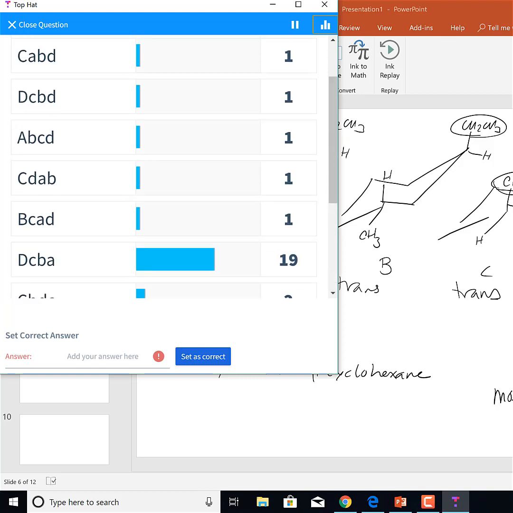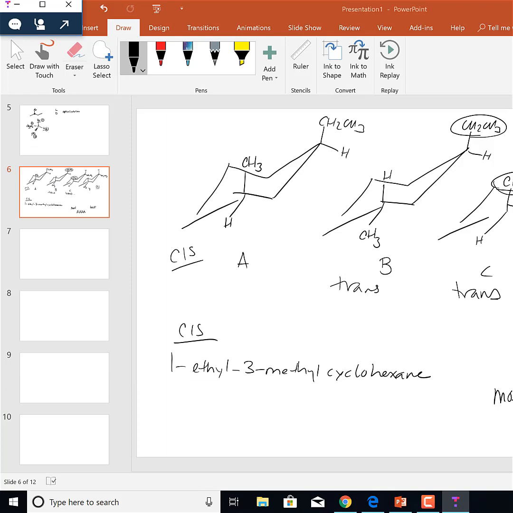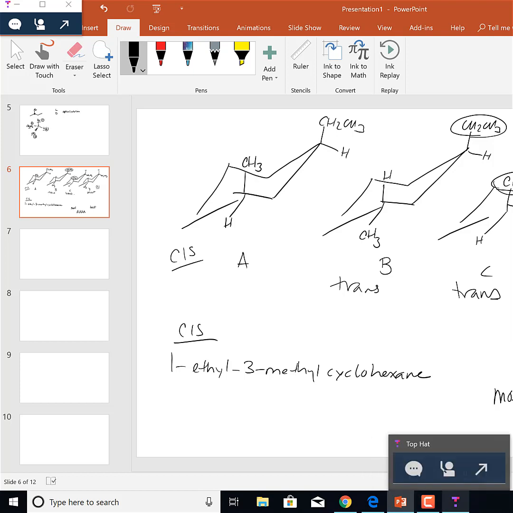All right, the most popular answer is D, then C, then B, then A. Don't change your answer in the middle. So it's D, then C, then B, then A? So D is the most stable. We agreed on that? Most of us are agreed on that. Why? Because both alkyl groups are in the equatorial positions.